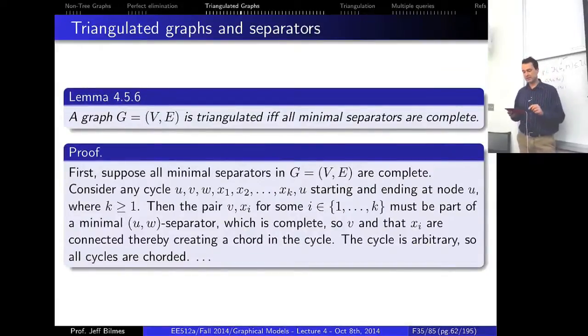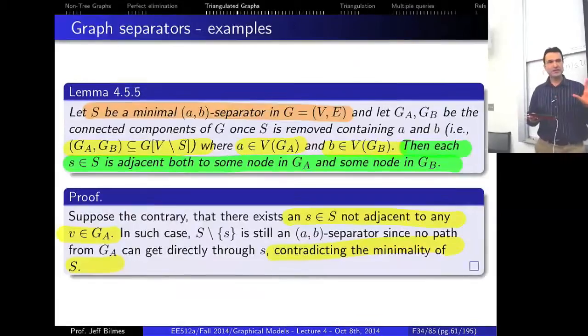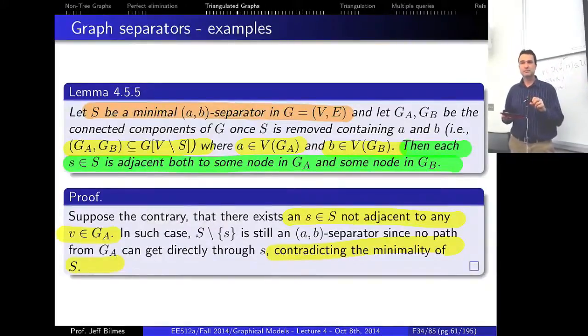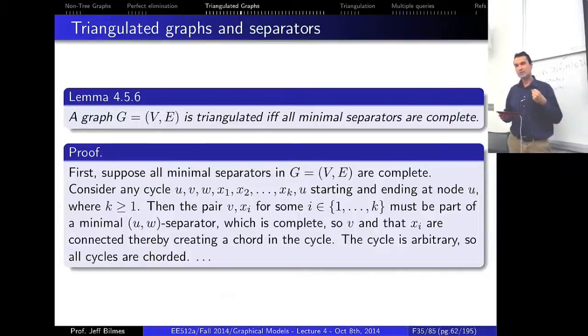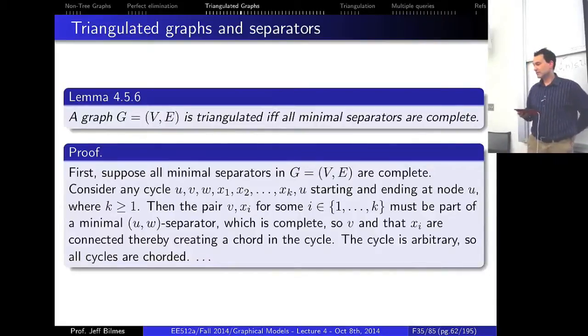Okay, so that's an important lemma. Does everybody understand this, at least the statement of the theorem? Okay. The next theorem is super important. Basically it says that a graph is triangulated if and only if all minimal separators are complete. So in other words, all minimal separators are little cliques. Doesn't mean that they're max cliques, it just means that they're cliques.